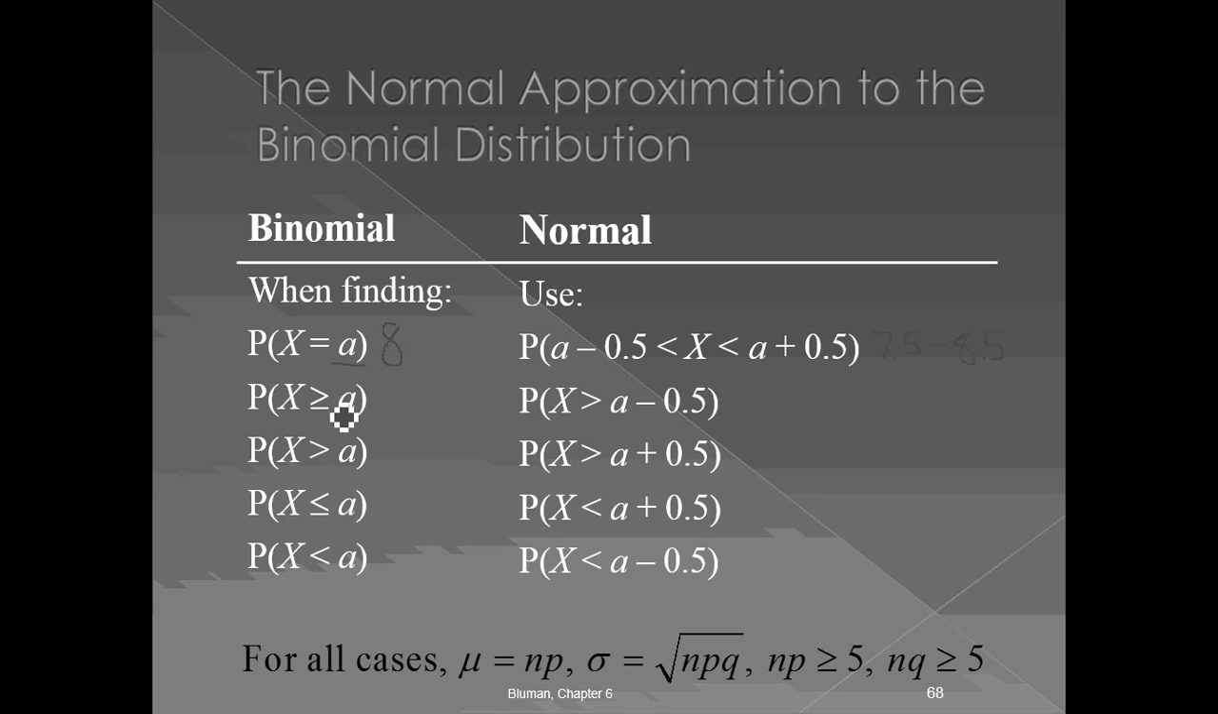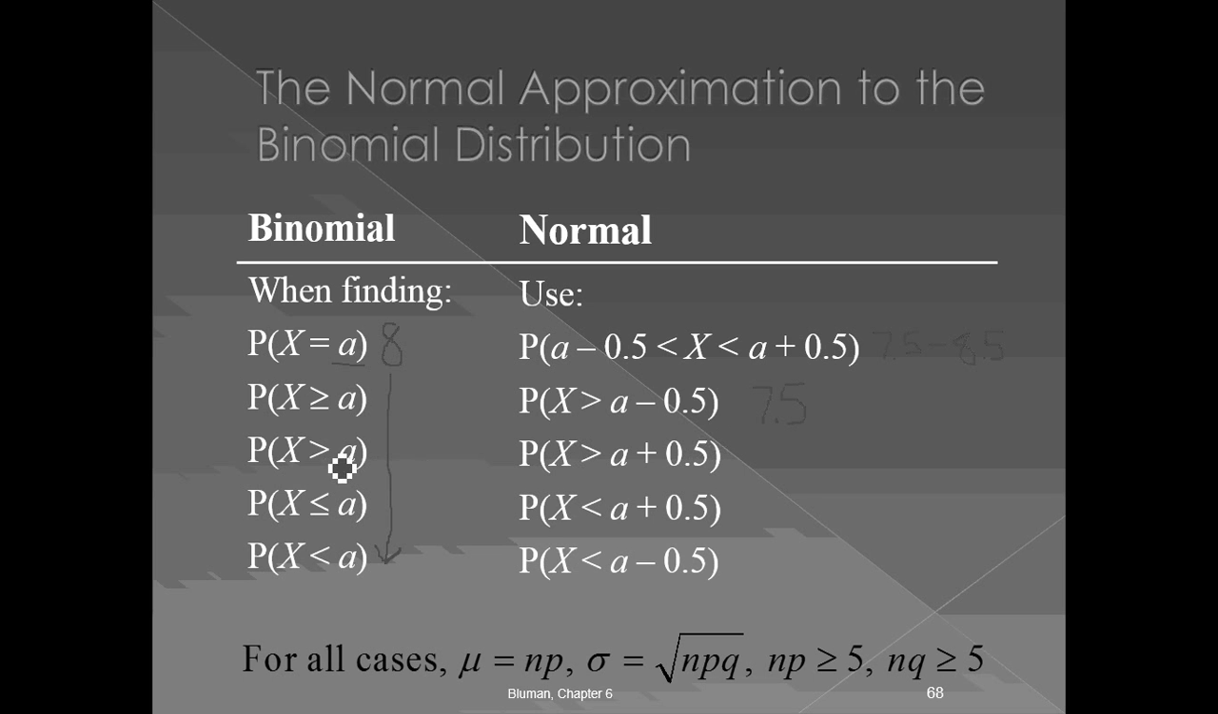We're going to use 8 for all of these. If you are looking for greater than or equal to 8, what you do is take 8 minus 0.5. Because think about that: you want to include 8, right? Greater than or equal to 8. So because of that, you have to go a little bit below 8. That's that little correction for continuity.